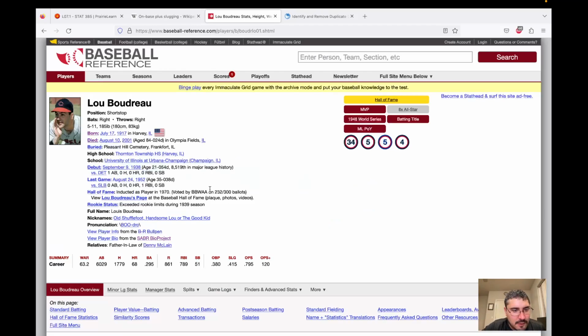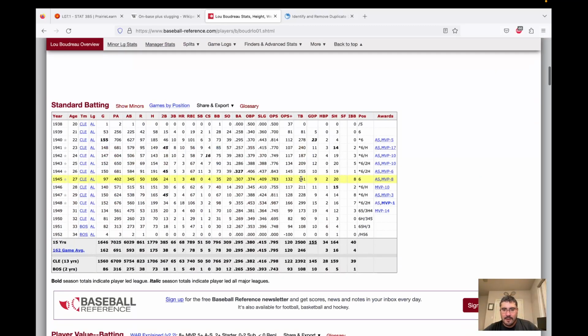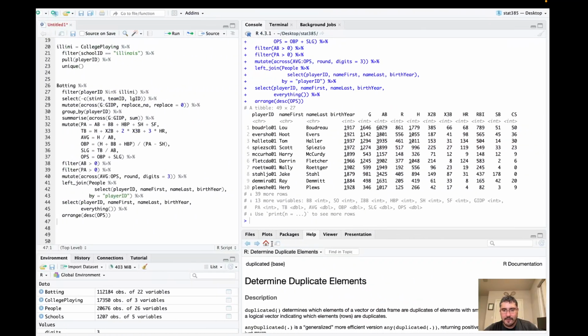Okay, so school, University of Illinois Urbana-Champaign. That's us. Hall of Fame, that's pretty cool. World Series winner, MVP. Very, very cool. Here he is. Here's his OPS, 795. What do we have?